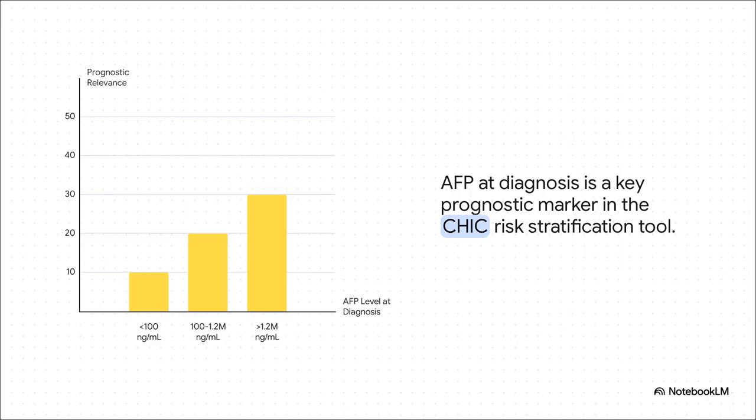Now, it used to be that a really low AFP level, like under 100, was seen as a very bad sign. We now know it's more nuanced than that. The big international risk stratification tools use different cutoffs. That's why it's so vital that the initial AFP level gets documented perfectly in the path report.